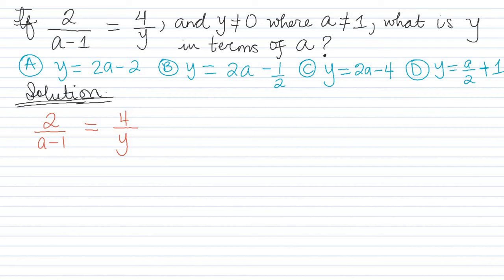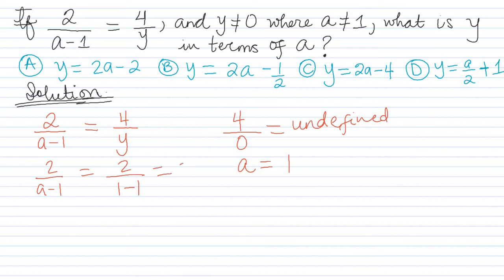Because if y was equal to 0, it's not going to be a sensible equation, because that would mean 4 is being divided by 0, and this is going to give you undefined. So the question is set up for us to know of any limitations. So y cannot equal 0 and a cannot equal 1, because if a equals 1, here where we have 2 over a minus 1 we would have 2 over 1 minus 1, which is 2 over 0, and that's also undefined.